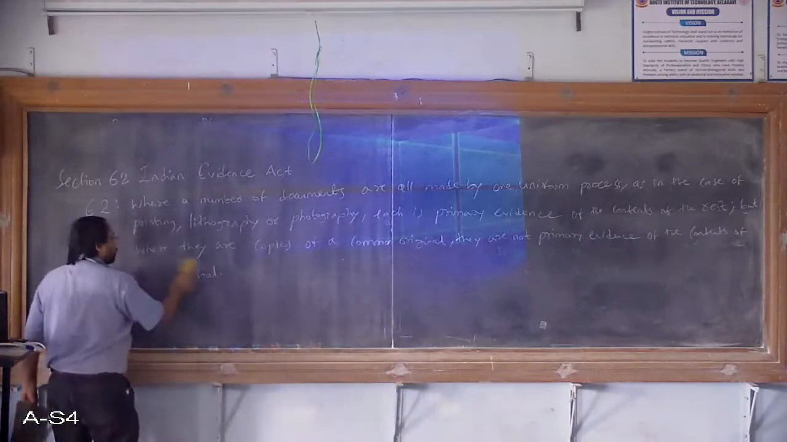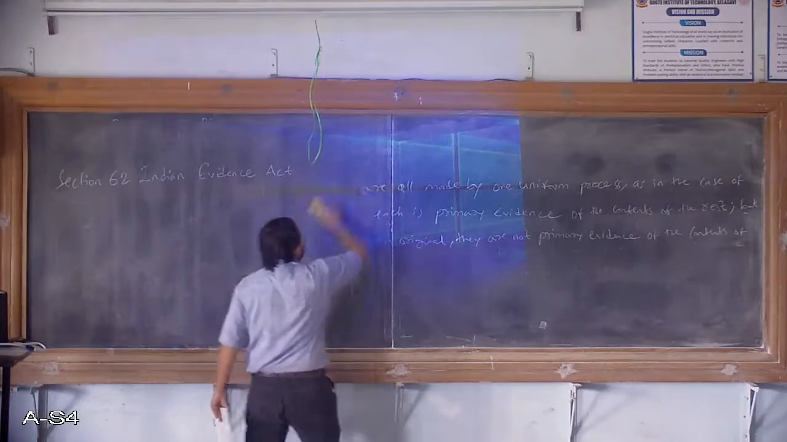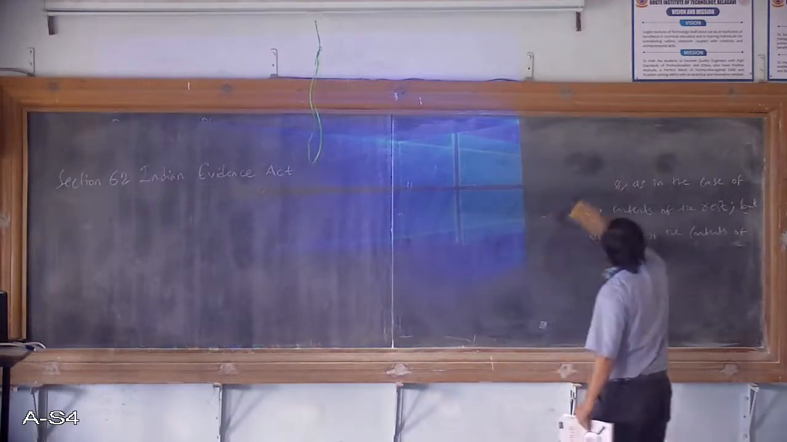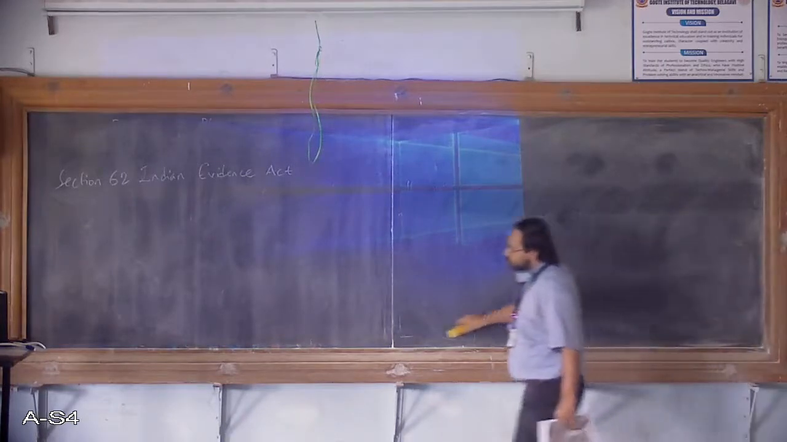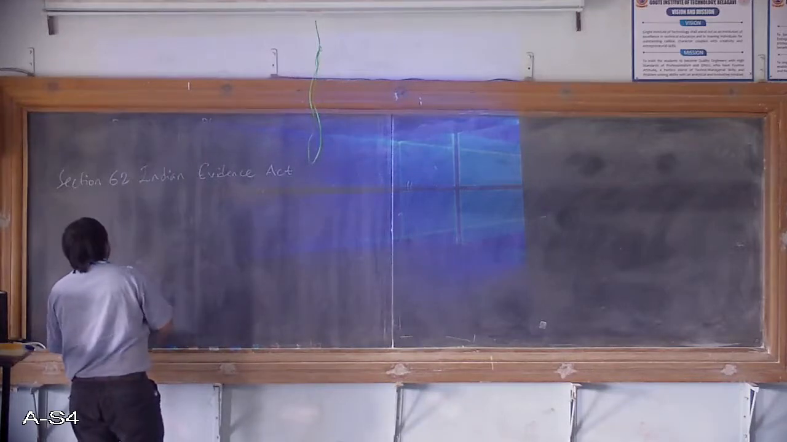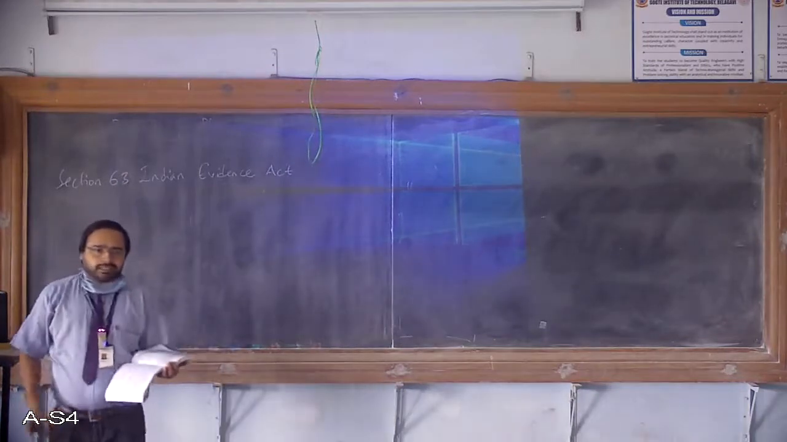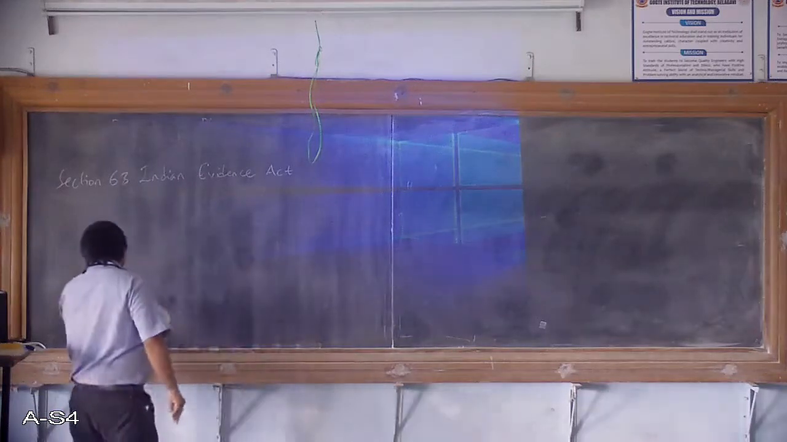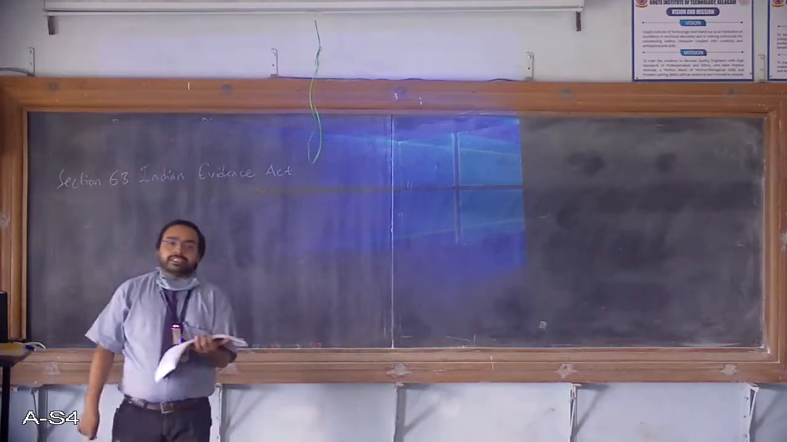Now let's see about secondary evidence. Now section 63 of Indian Evidence Act speaks about secondary evidence. Section 62 speaks about primary evidence. Section 63 speaks about secondary evidence. So let's see what is meant by secondary evidence and what all is included in the secondary evidence.